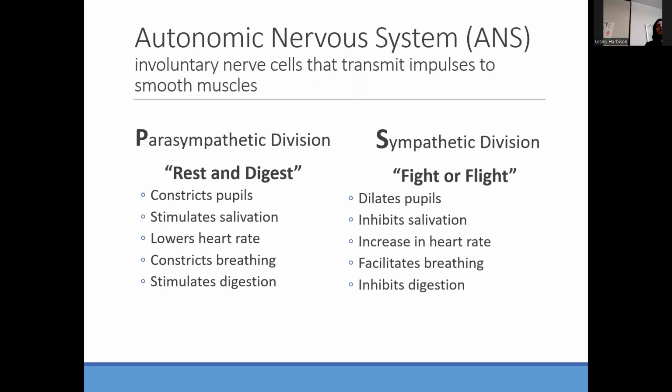And then of course it stimulates digestion and your heart rate is lower. There's other things that are affected too, and we'll see it in the flow chart. There's a diagram, we'll look at it in a second. Fight or flight is the sympathetic.